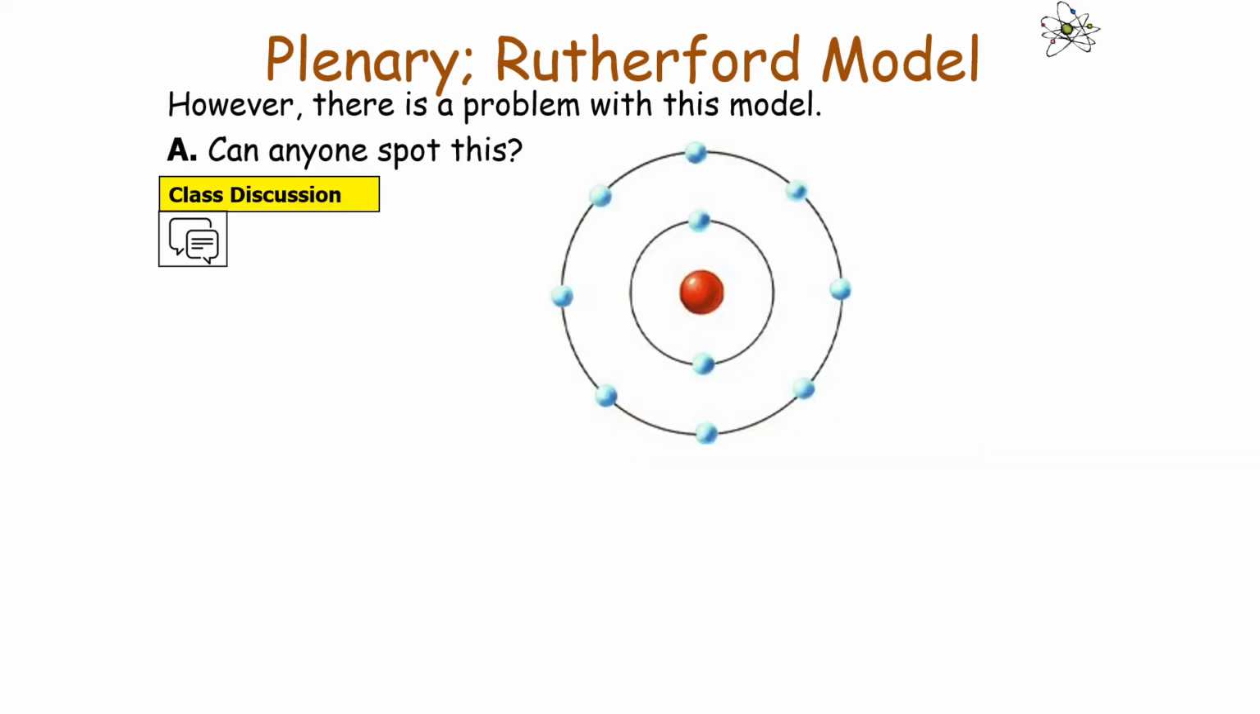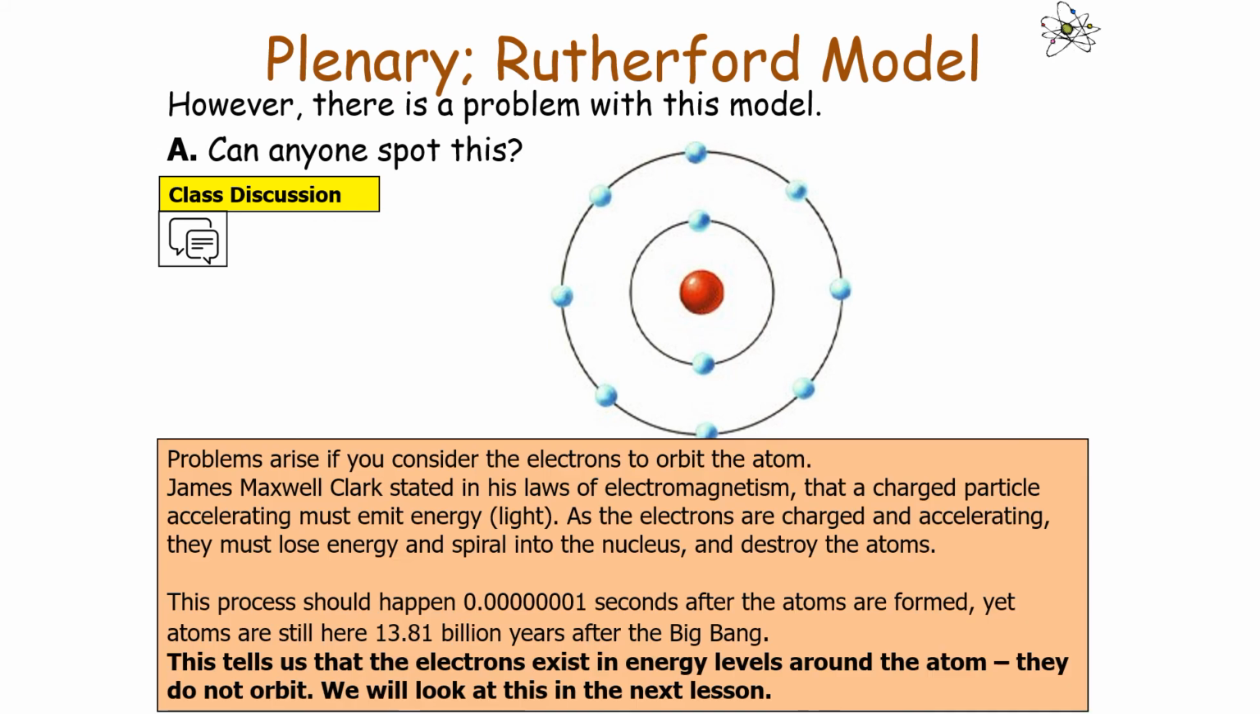Now, there's one final problem with this particular model. Problems arise if you consider the electrons to orbit the atom and don't actually exist in energy levels. So we do not think the electrons orbit the atom like planets orbit the sun. It's not the case. Electrons exist in energy levels around the atom, which we'll look at in upcoming lessons.